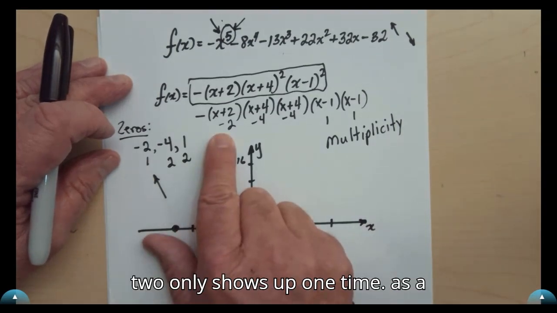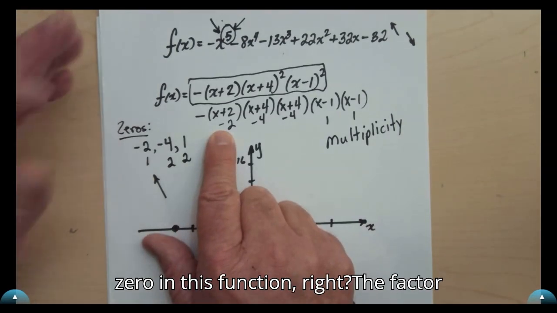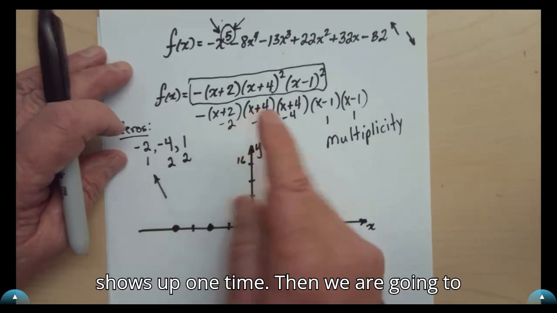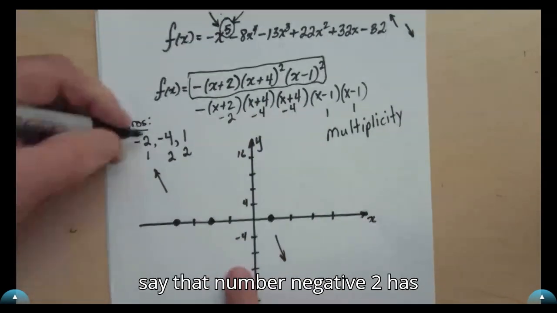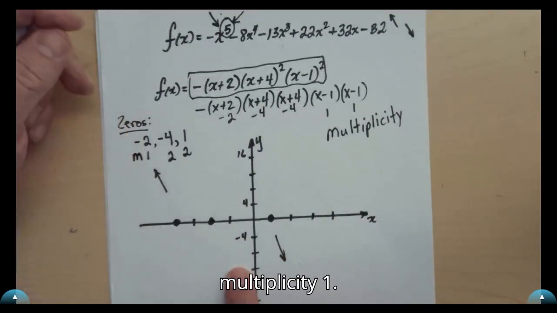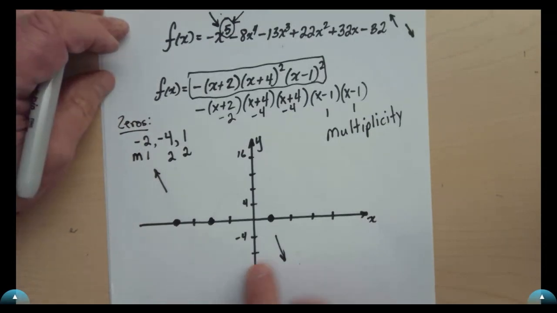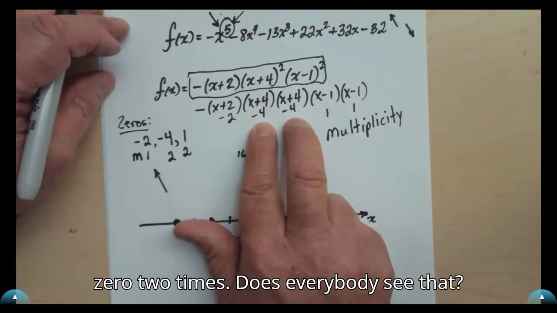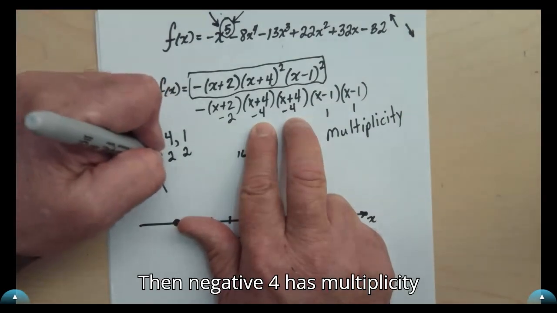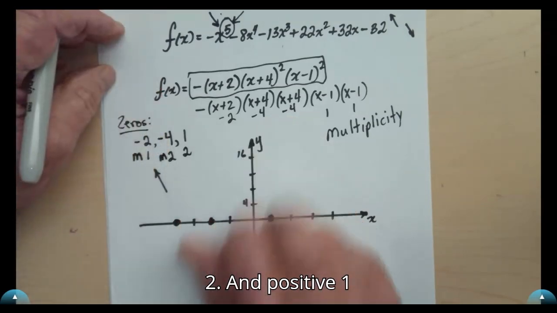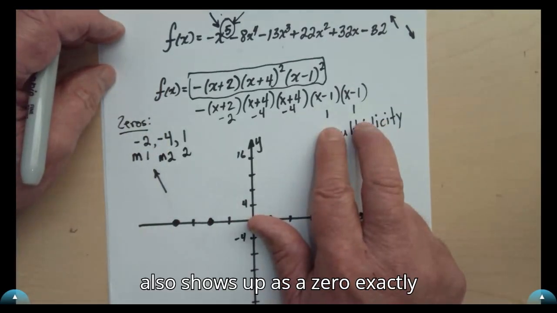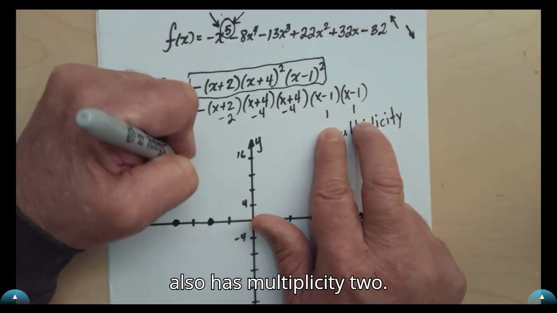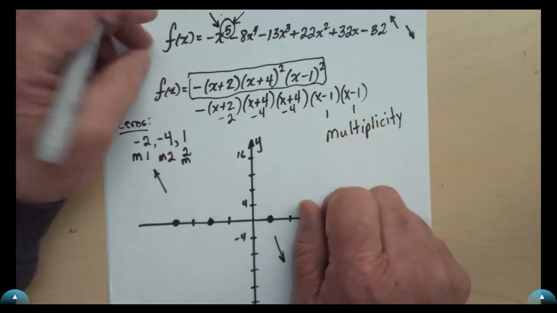So -2 only shows up one time as a 0 in this function, right? The factor that causes it to be a 0 only shows up one time. Then we're going to say that number -2 has multiplicity 1. -4, however, shows up as a 0 2 times. Does everybody see that? Then -4 has multiplicity 2. And +1 also shows up as a 0 exactly 2 times. Then +1 also has multiplicity 2.